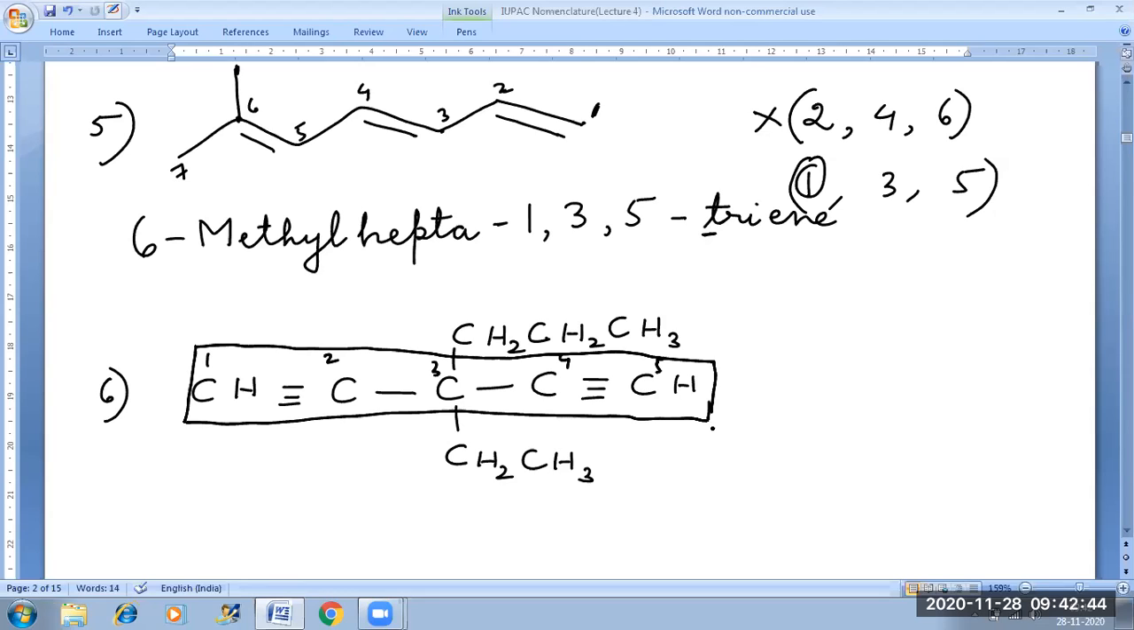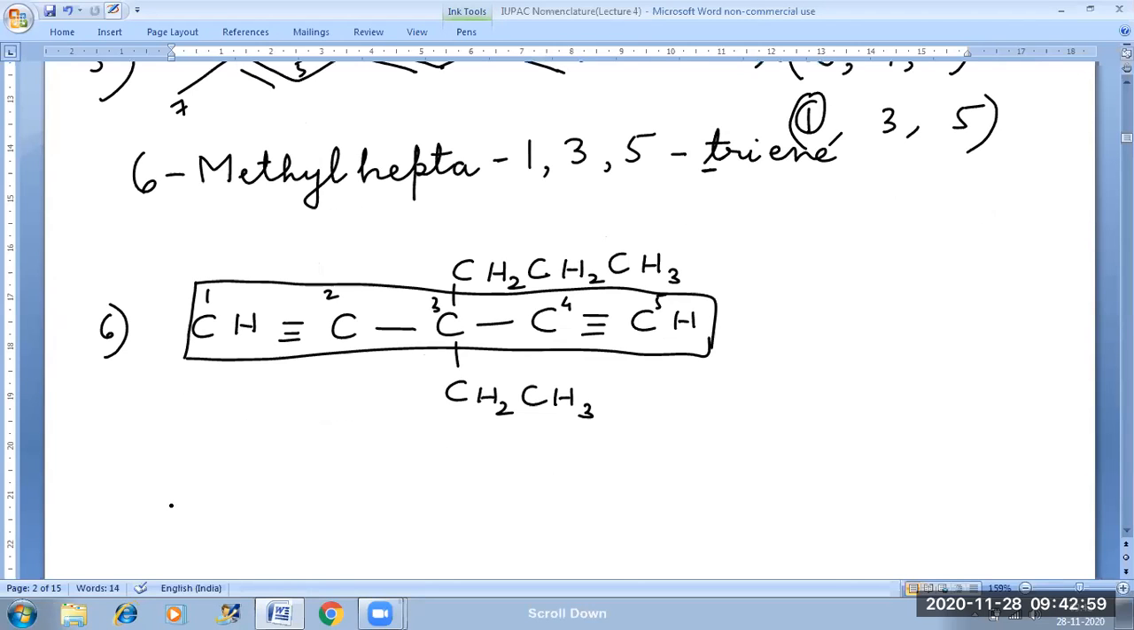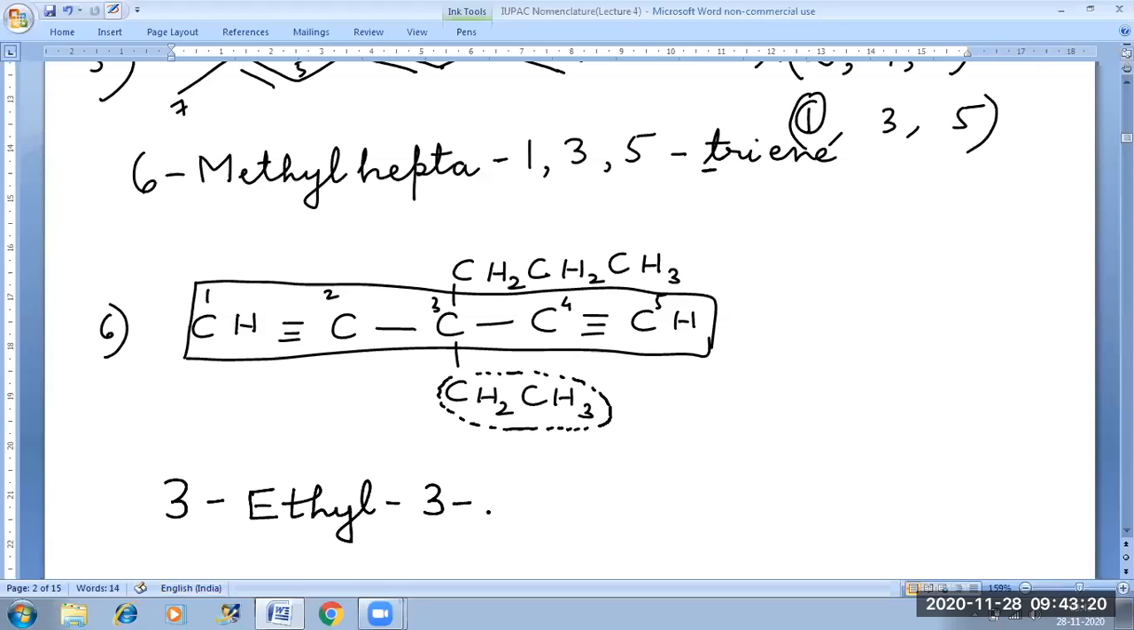So the longest chain is selected in such a manner that you are able to include the maximum number of triple bonds or double bonds in your main chain. That is the condition. So this is the main chain. At the third position I have ethyl, that is, this is ethyl. Also I have this as a substituent. Propyl. This is propyl.